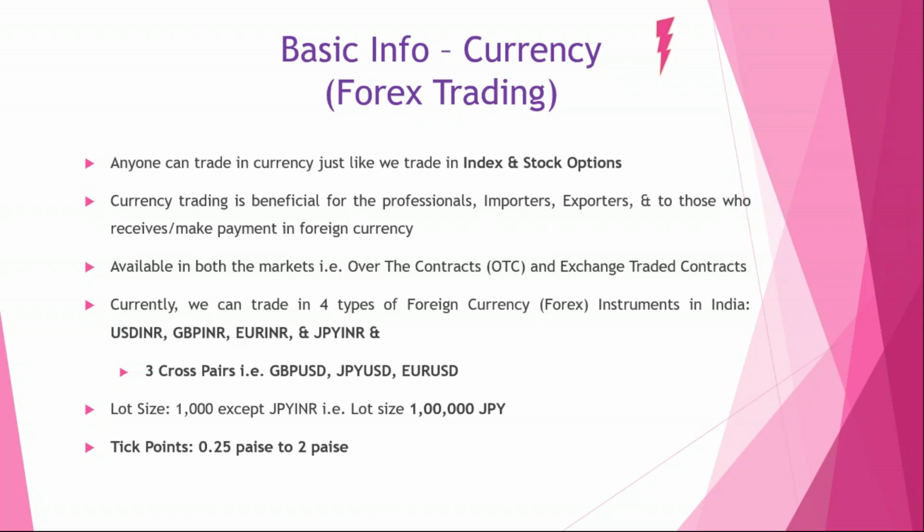Along with that, from February 2018, we have been trading in cross pairs also. That is GBPUSD, the Great Britain Pound and USD, JPY, the Japanese Yen and dollar, and Euro with dollar. The basic lot size in Indian currency is 1000, except in JPYINR, which has a lot size of 1 lakh JPY. The tick size, that is the movement in the currency, is 0.25 paisa to 2 paisa. So that's one of the basic things about currency.